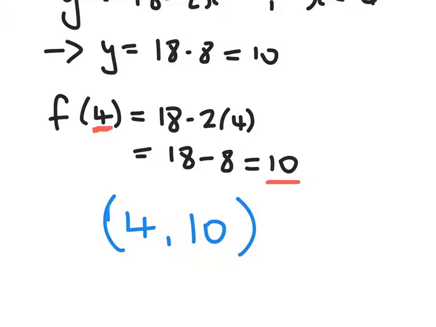And which variable is independent and which is dependent? If you look at it, the y coordinate, which is the 10, came out because of the x that was put in. We put in an x and that gave us a y, which means the y depends on the x. So the x is independent and the y is dependent.